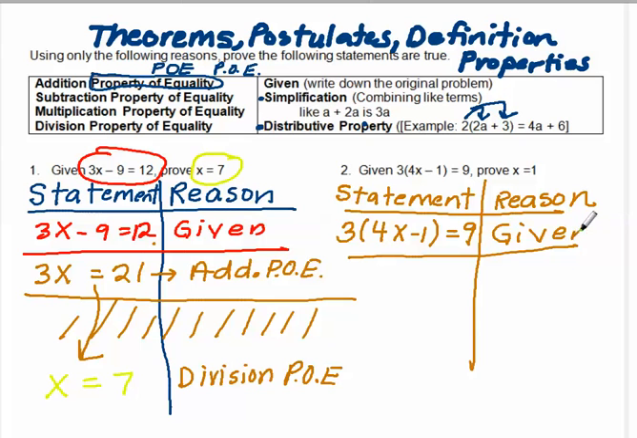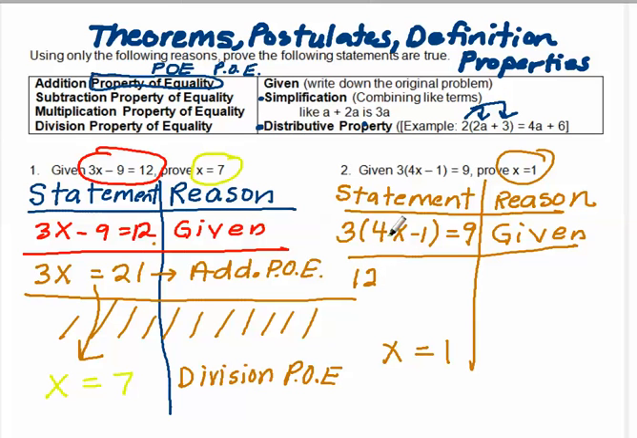Alright. I do know that my very last statement is going to be x equals 1. You can go ahead and write it right down here. I don't know the reason yet. So looking at this, the very first thing I would do is the distributive property. Now, some other people might do it differently. They might divide both sides by 3. I'm going to go ahead and use the distributive property just to show it.